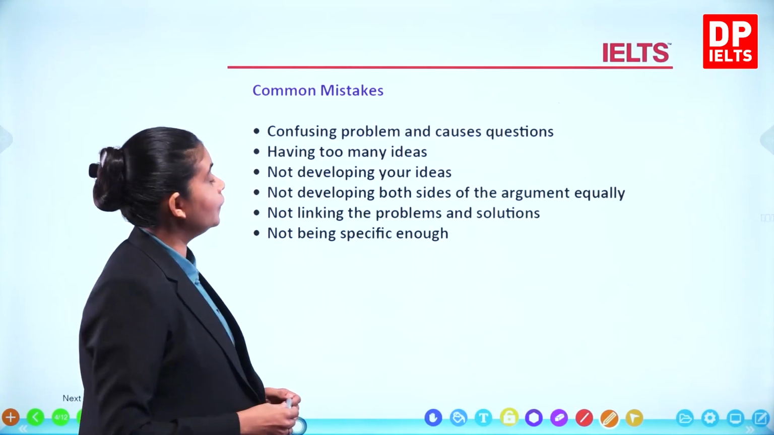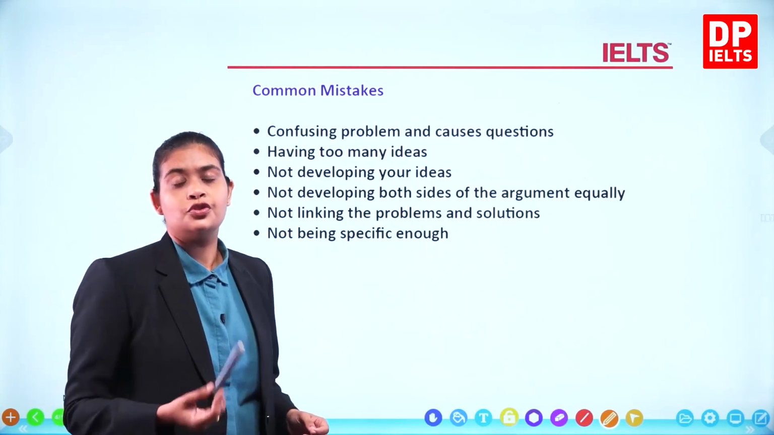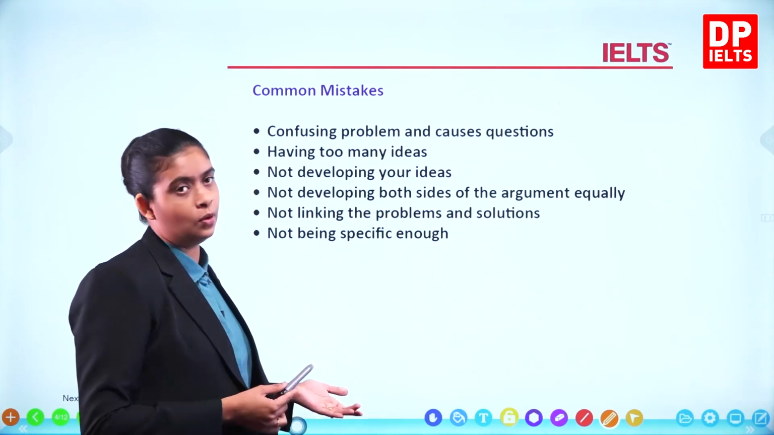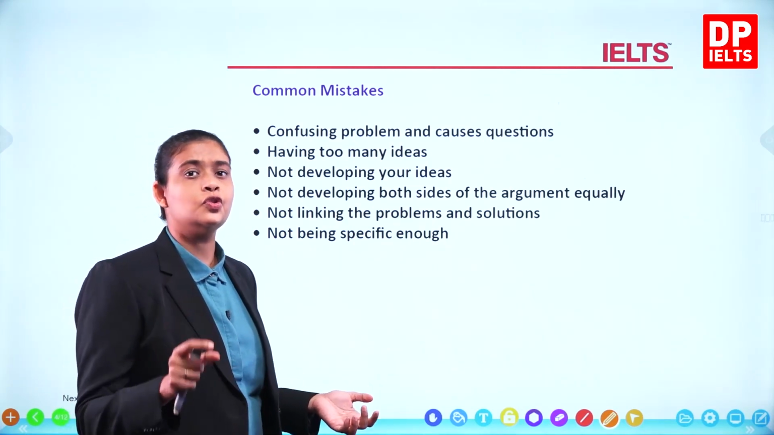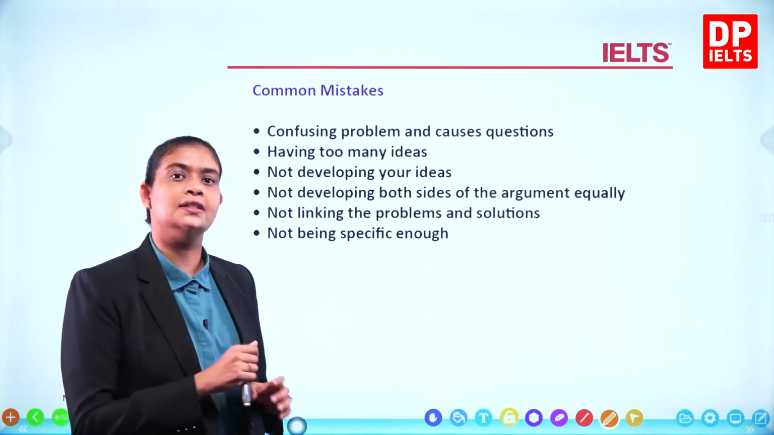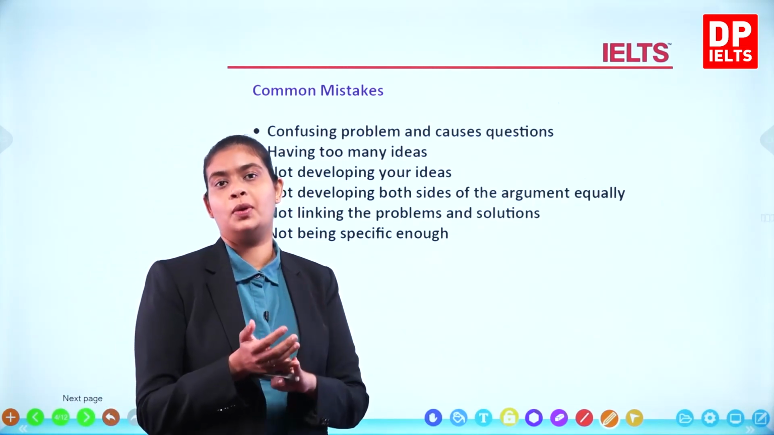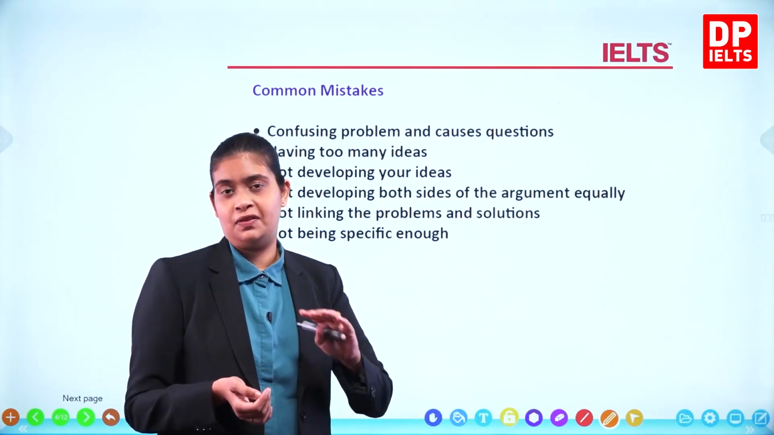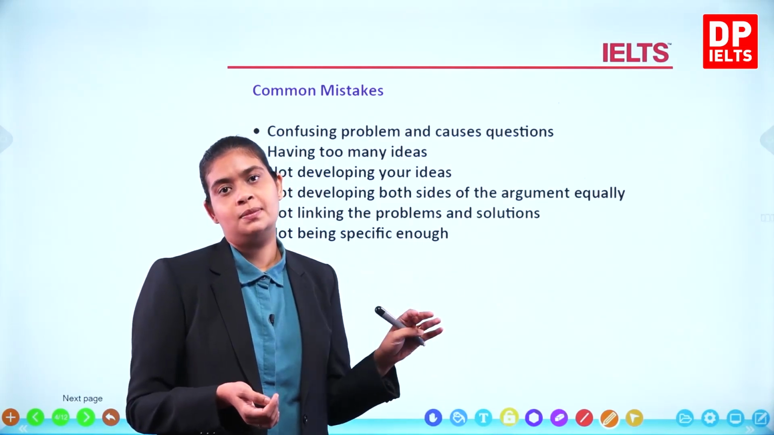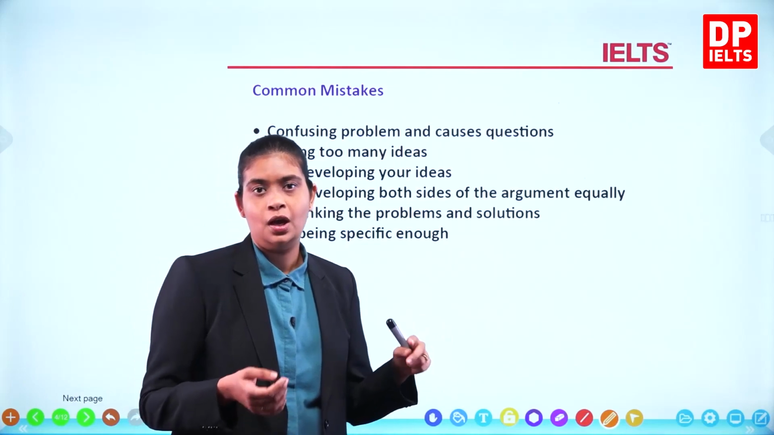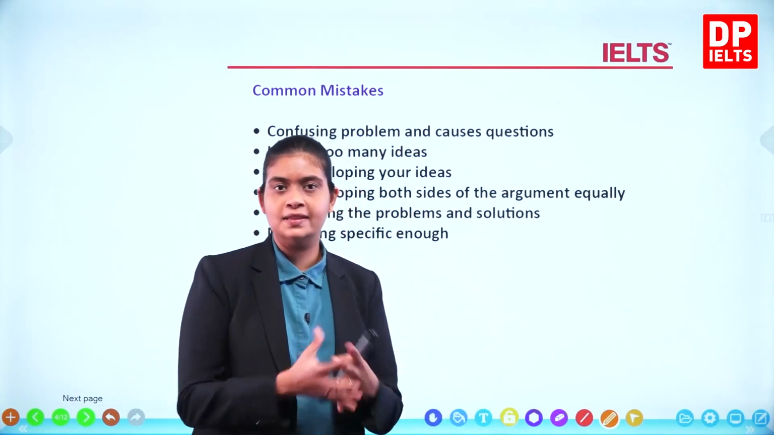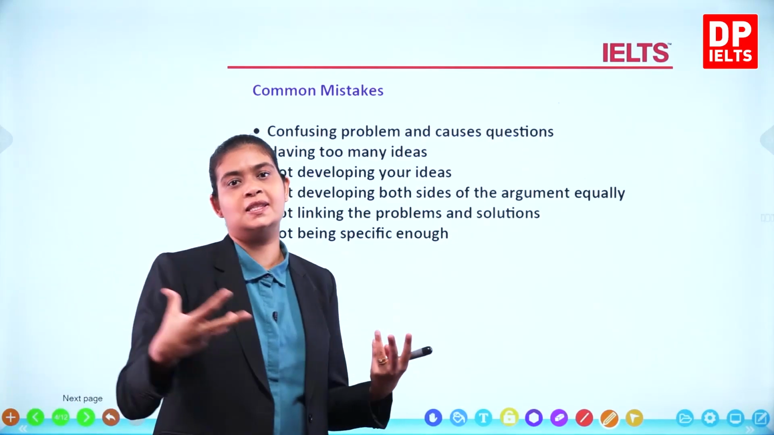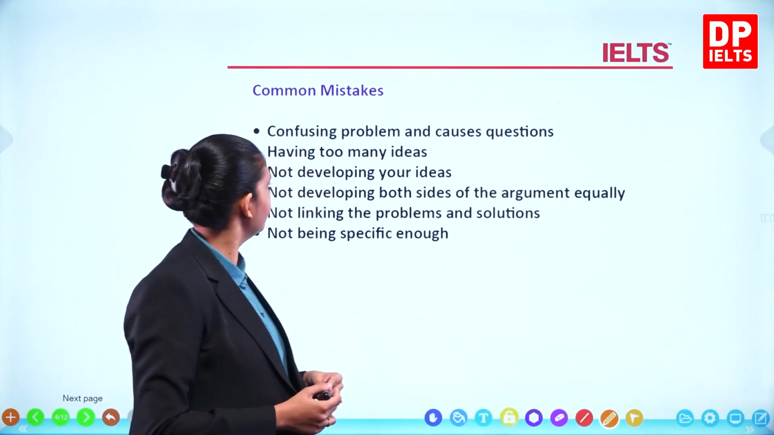So, what are the common mistakes that students usually make? Confusing the problem and the causes questions, right? So, you should clearly identify what type of question it is. What are they asking me? Are they asking me for the problem or are they asking me for the causes, right? Problem is what is the main situation. Causes are what actually makes that specific problem, okay?